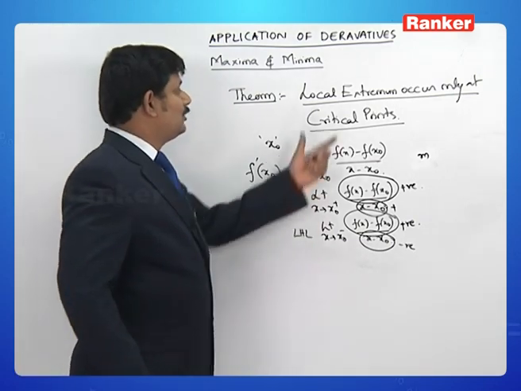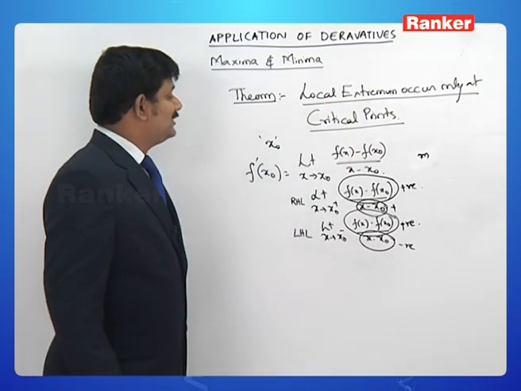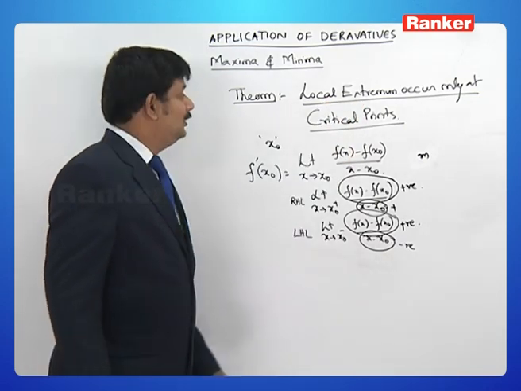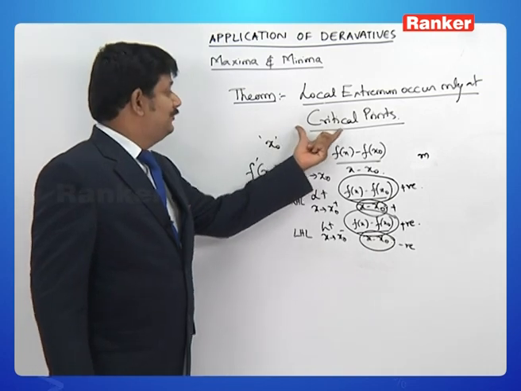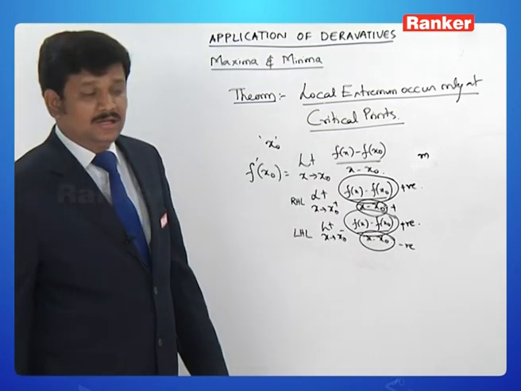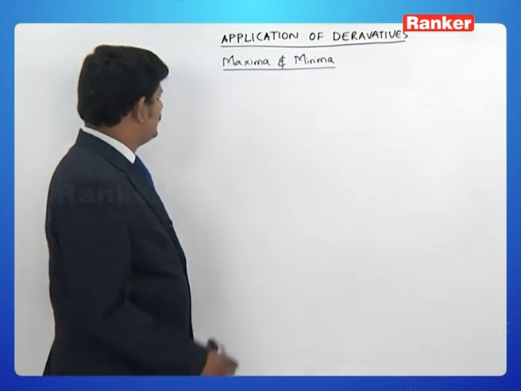So for us to have a local extrema, be it local minima or local maxima, it is necessary but not sufficient that the point should be a critical point. Let us look at the discussion by an example.